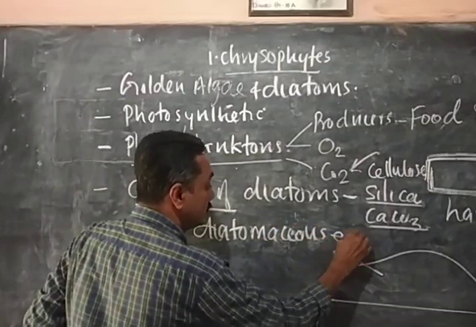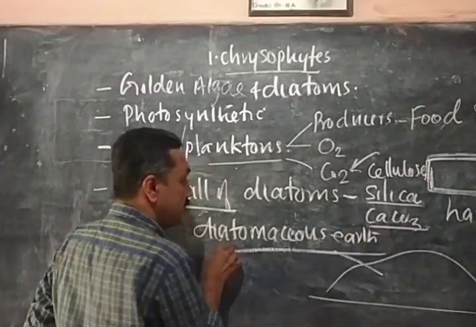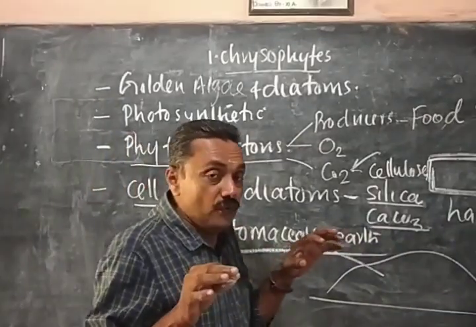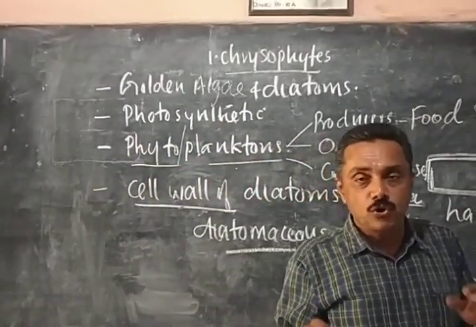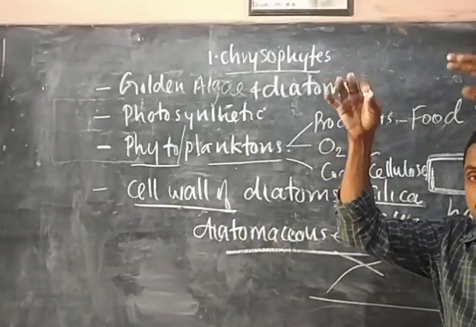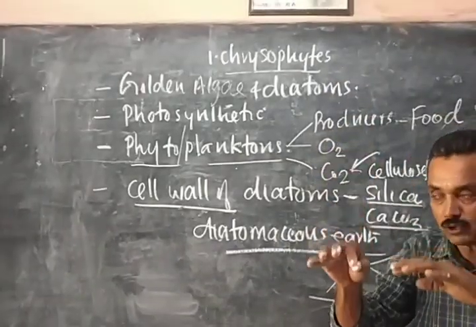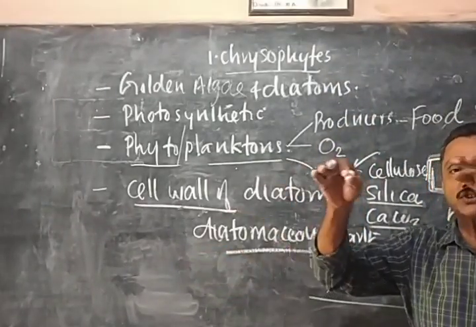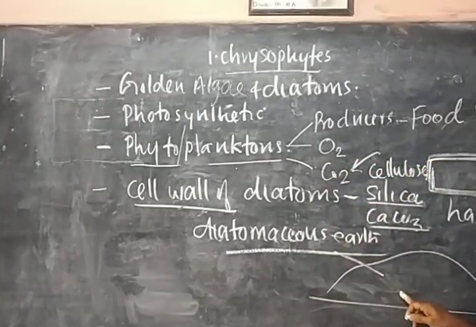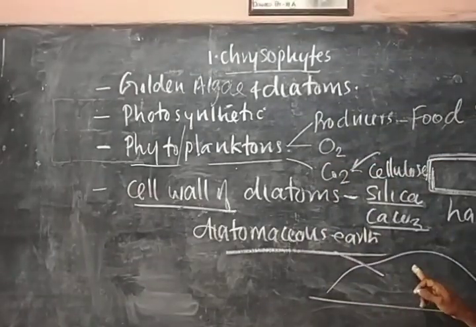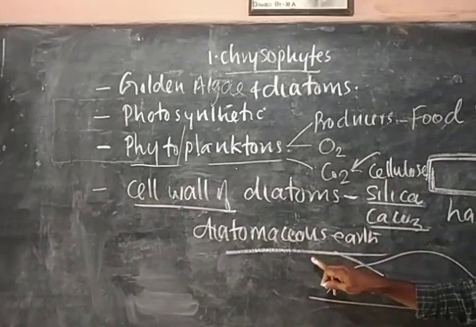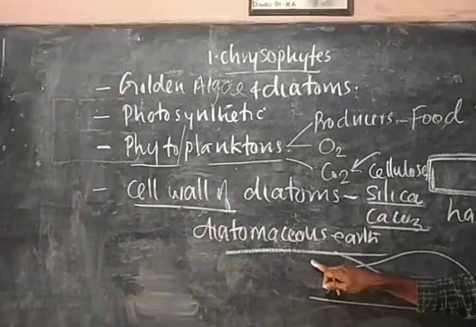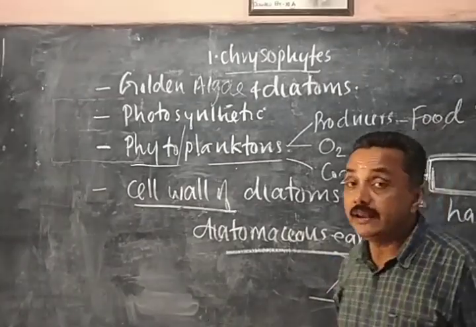Diatomaceous earth. See, it is a large deposit of the cell wall of diatoms. After the death, the cell wall goes downwards to the bottom of the ocean and becomes a large mass like a mountain. This huge deposit of mountain-like structure of diatom cell walls is called diatomaceous earth. And it is very important industrially.